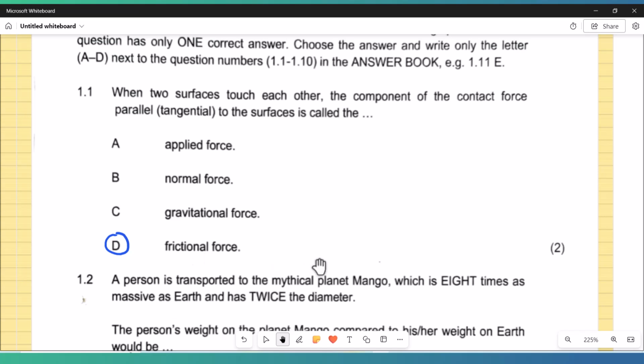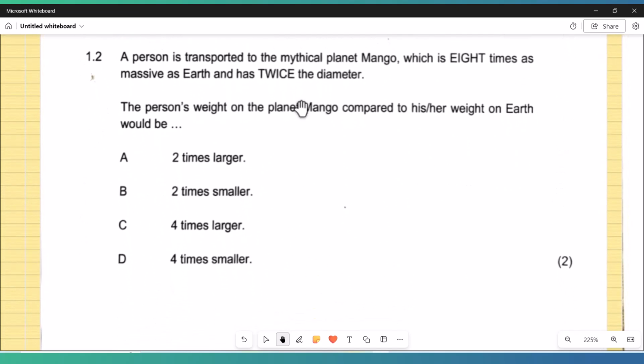Okay, 1.2. They said that a person is transported to a mythical planet Mango, which is 8 times as massive as Earth and has twice the diameter. That means the mass of Mango, let me call it M prime, is the same as 8 times the mass of the Earth. And twice the diameter means the radius of Mango is also twice the radius of the Earth.